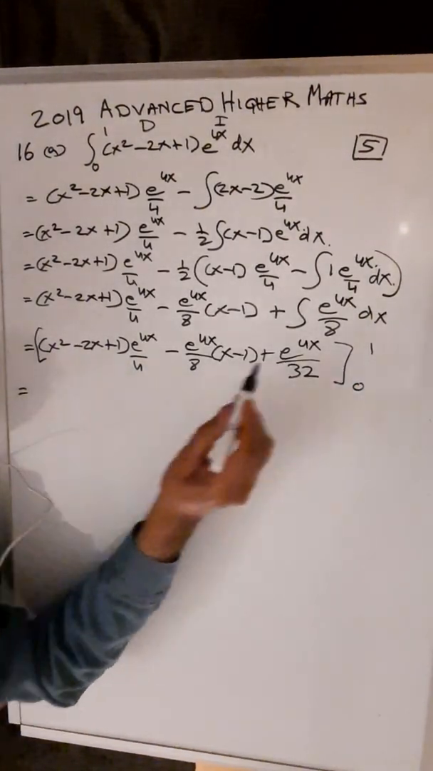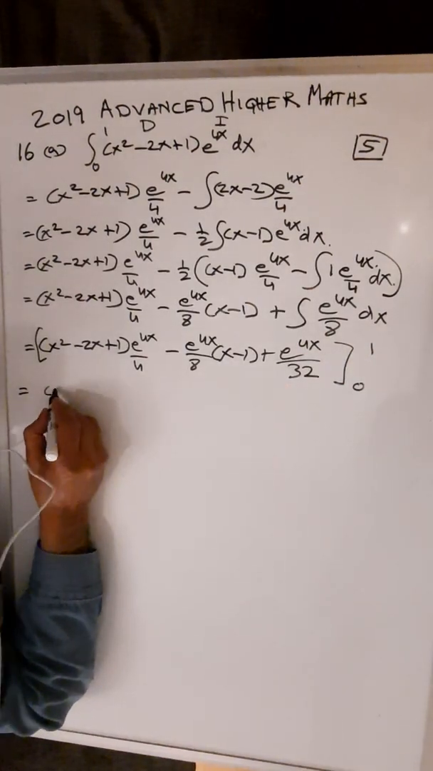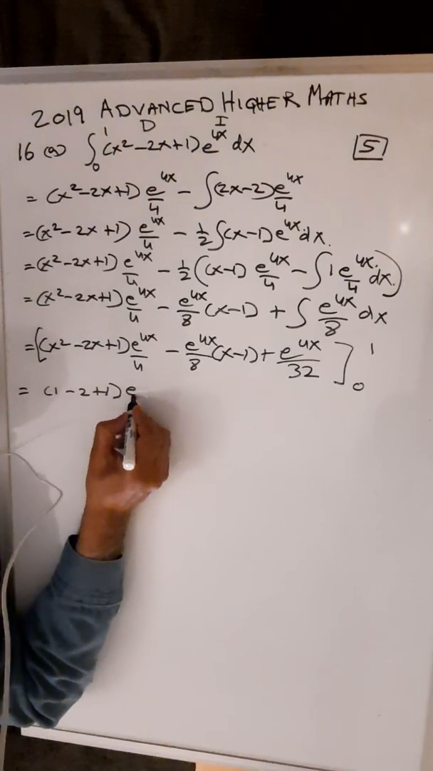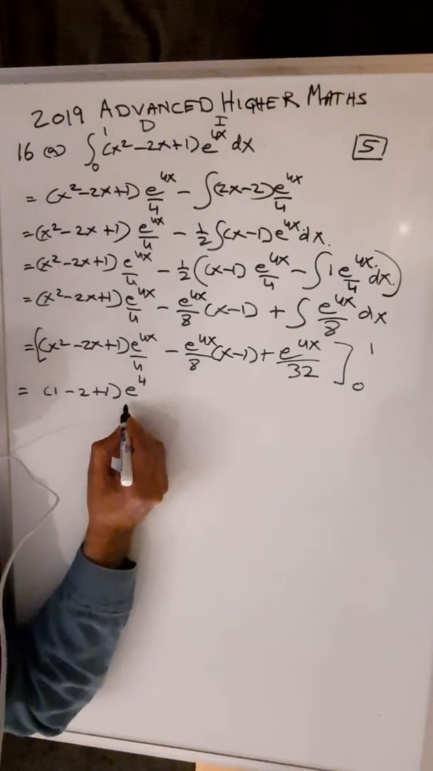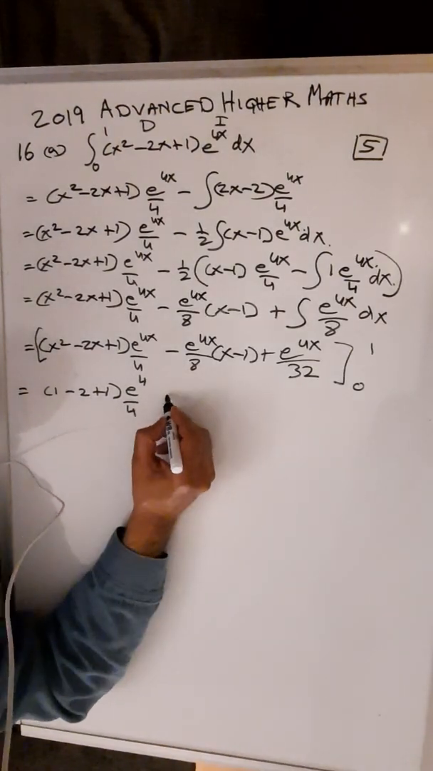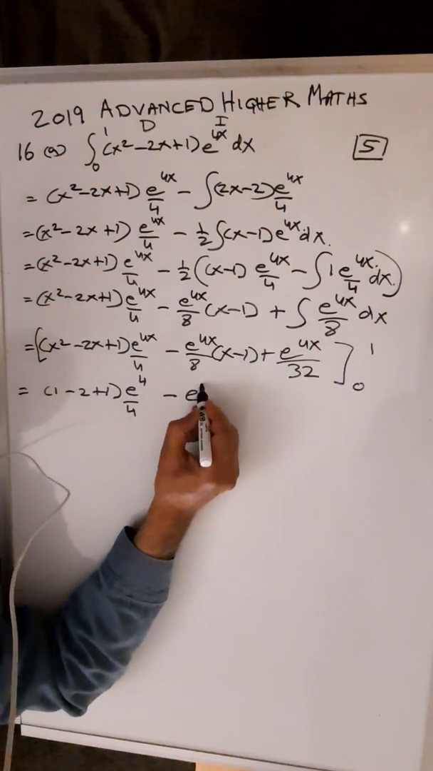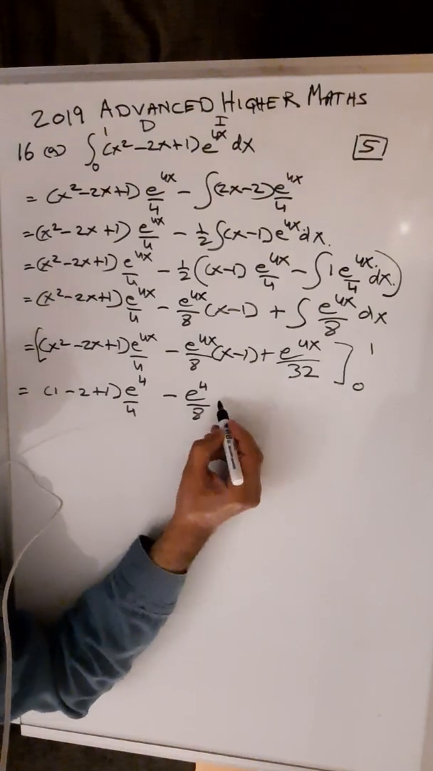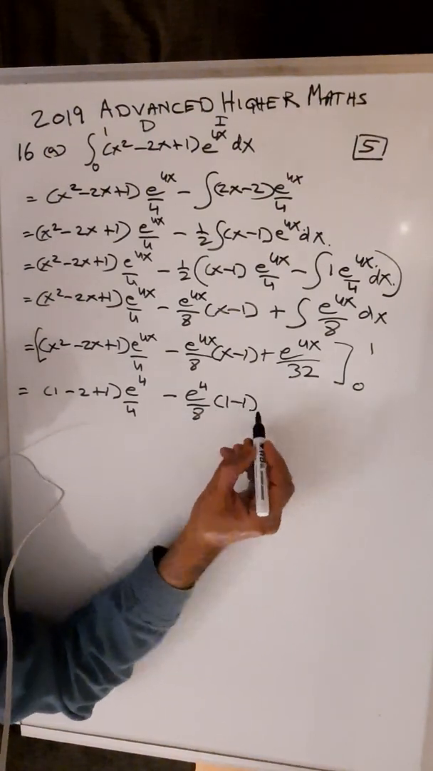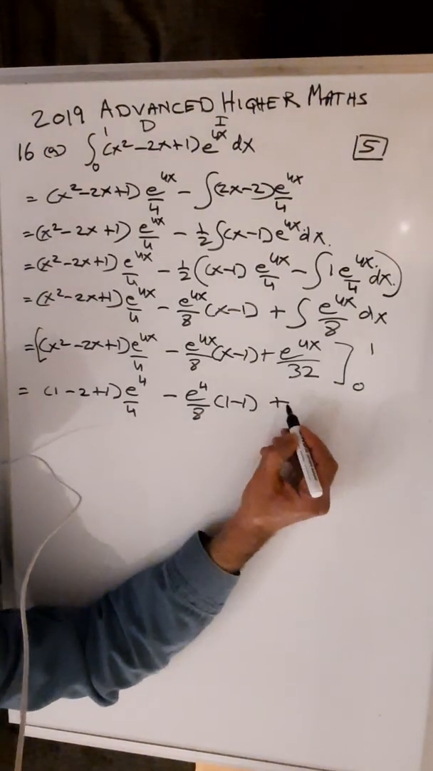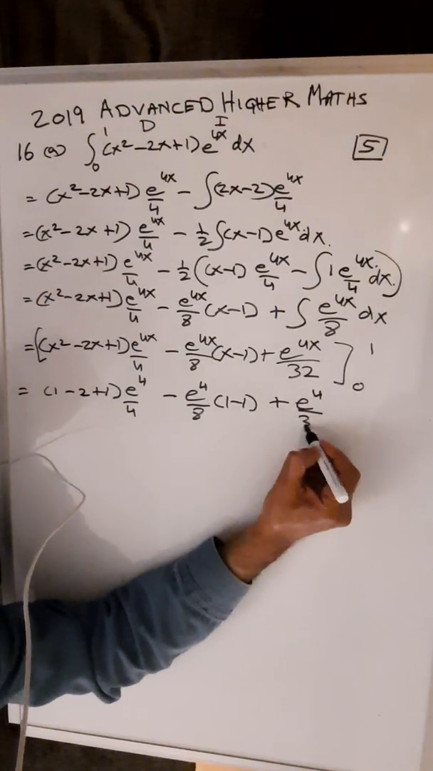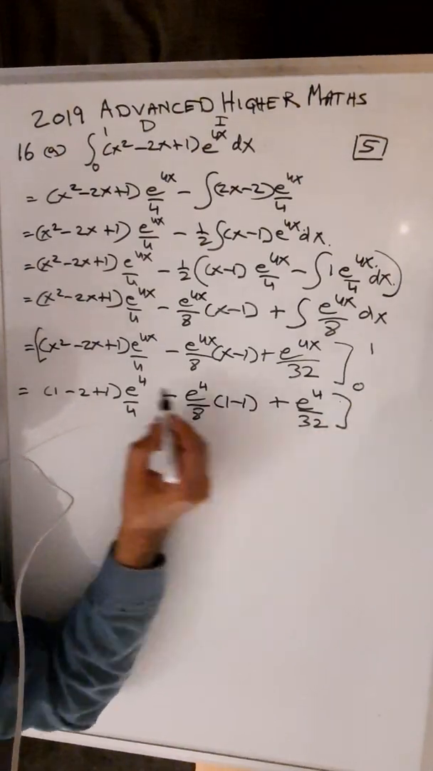Put in the 1 first. This gives you 1 minus 2 plus 1, e to the 4 times 1 is just e to the 4, all over 4, minus e to the 4 over 8, 1 minus 1, and then here you've got plus e to the 4 times 1 is e to the 4 over 32. That's when you put in your 1.